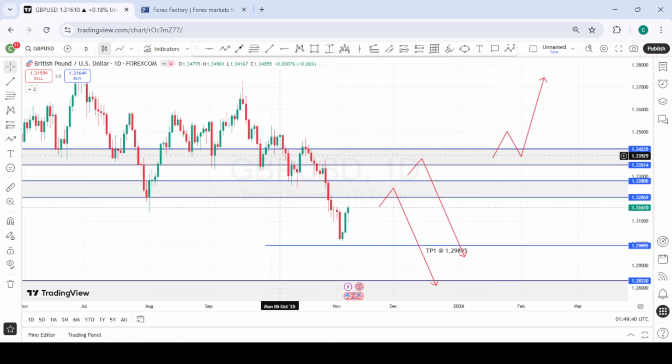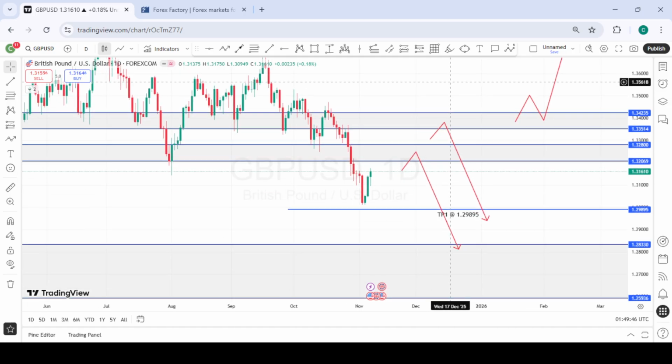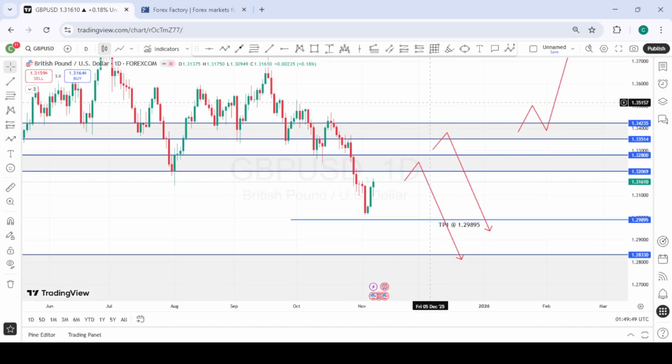This can only be violated if price clears this daily structural high and breaks above the zone and comes for a retest. So until then, we are very, very bearish on GBPUSD.